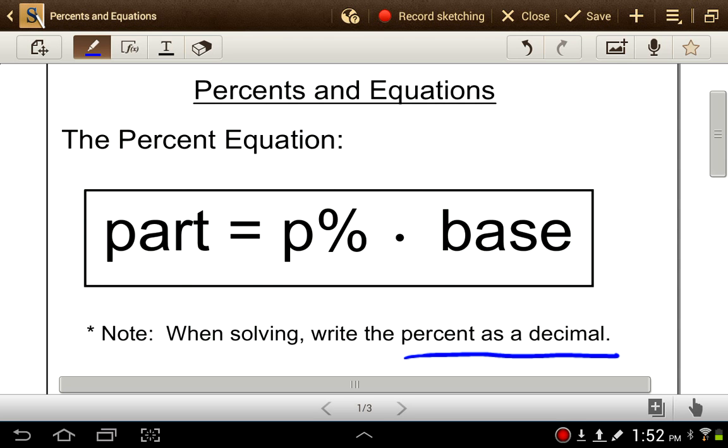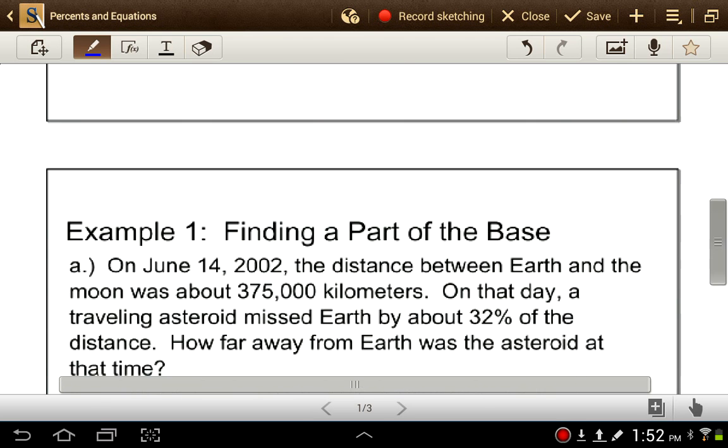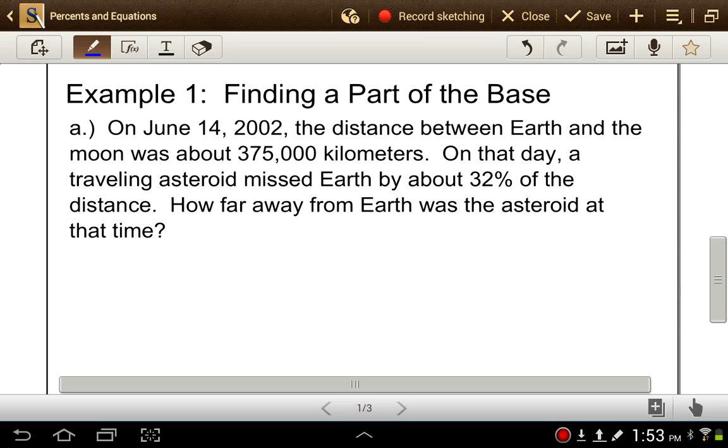Here's our first example. Finding a part of the base. These are the easy ones, guys. These are the quickest ones, the fastest ones. All right, we got this problem. On June 14th, 2002, the distance between Earth and the Moon was about 375,000 kilometers. On that day, a traveling asteroid missed Earth by about 32% of that distance. How far away from Earth was the asteroid at that time?